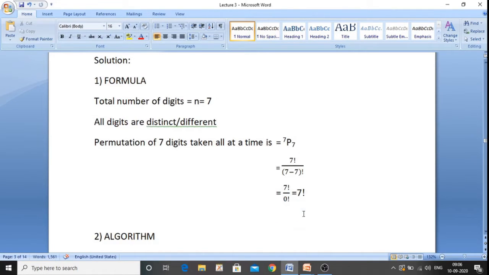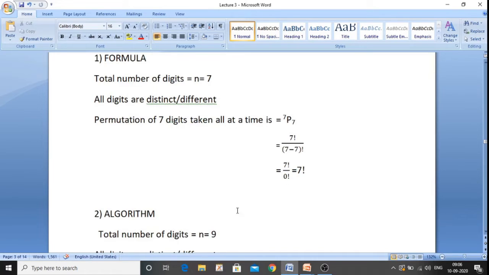Though if you are going to use the formula n factorial upon n1 factorial, n2 factorial up to nk factorial, all of these n1, n2 up to n7 are 1. So the formula will be 7 factorial upon 1 factorial. So the answer will be the same, that is 7 factorial. So in both ways the answer will remain the same.